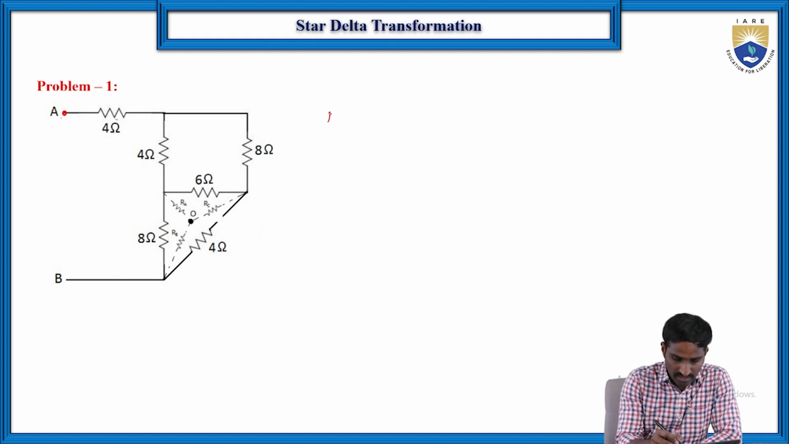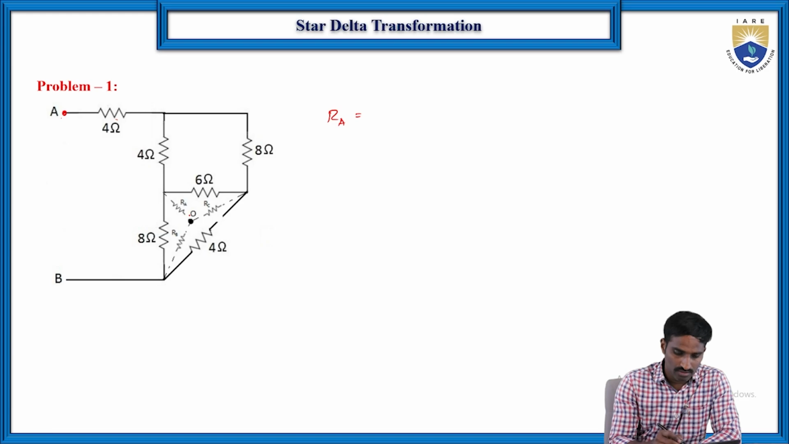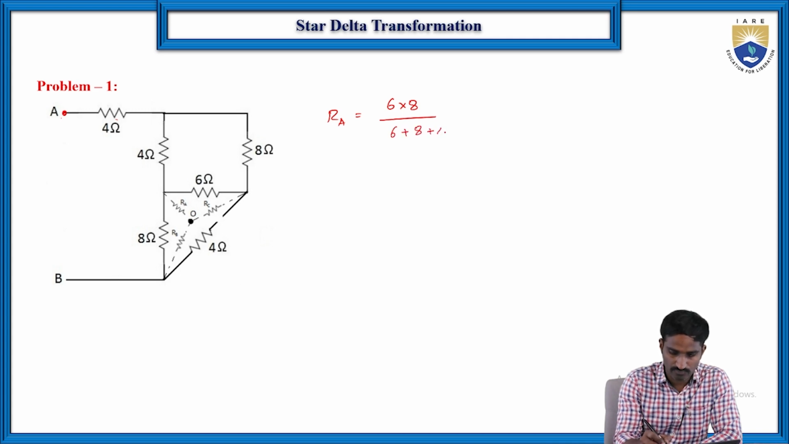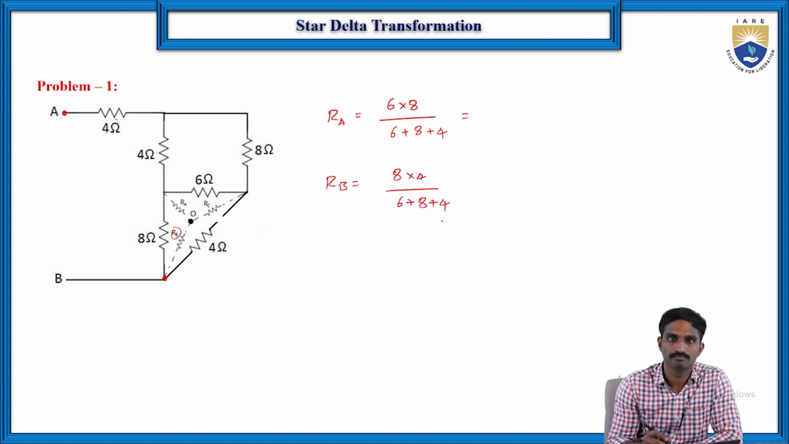So now if you want to write RA is equal to, what are the two resistors which are connected to this RA? 6 ohms and 8 ohms. So here it is 6 into 8 by the total resistance, 6 plus 8 plus 4. Similarly RB: what are the two other resistors connected to this RB node? 8 and 4. So 8 into 4 by 6 plus 8 plus 4. Similarly RC is connected to this particular node, and the other two resistors connected to it are 6 and 4. So 6 into 4 by again 6 plus 8 plus 4.